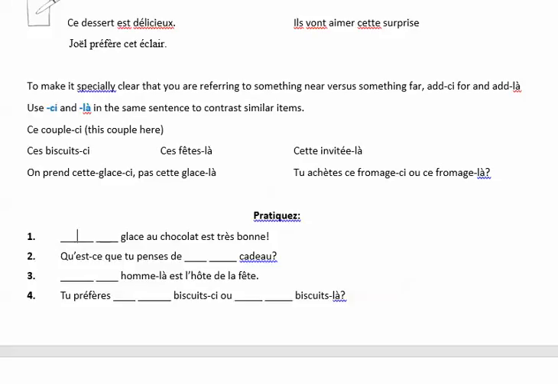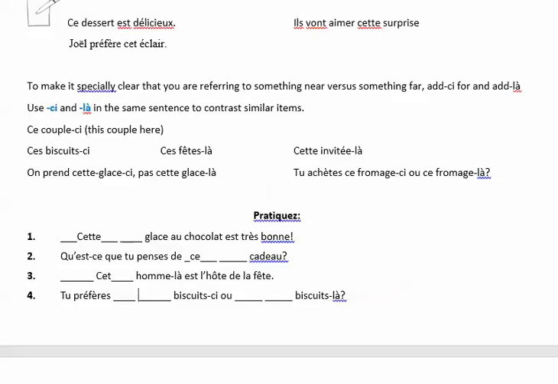Cette glace au chocolat est très bonne. Glace is feminine, so you put cette. Qu'est-ce que tu penses de... What's the answer? Ce cadeau. That is correct. Ce because cadeau is masculin. Number 3. Homme starts with a vowel sound. Cet homme-là est l'hôte de la fête. This man over there is the host of the party.